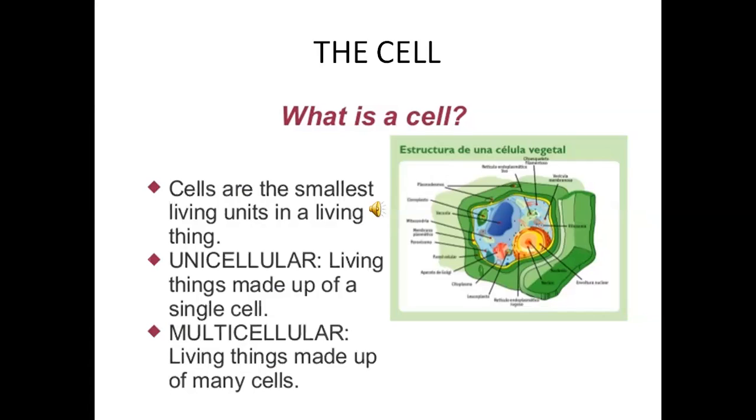What is a cell? Cells are the smallest living units in a living thing. All living things are made up of one or more cells. There are a variety of cell types. They are unicellular and multicellular. Unicellular means living things made up of a single cell, and multicellular means living things made up of many cells. They all have some common characteristic features.